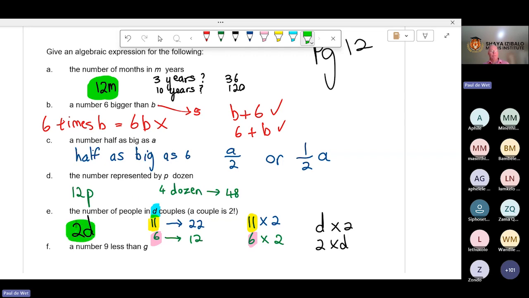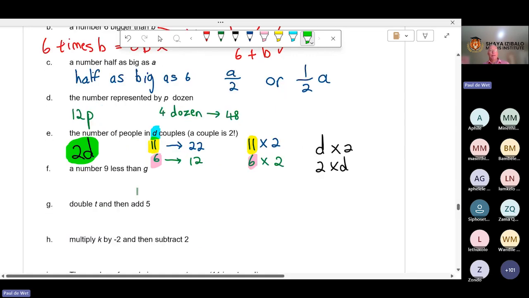Okay, now think carefully about this. A number 9 less than G. Okay, and I want you to not rush this because a lot of you are going to get, okay, I'm seeing two different answers there, and I'm seeing wrong answers and right answers. Okay, 9 less than G. So guys, think of G. If G was 12, what would our number be? Our number would be 3.